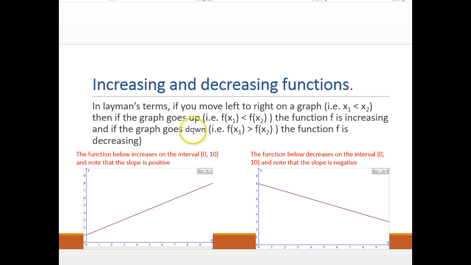However, if the graph goes down, in other words, if the first y value, f of x1, is greater than the second y value, f of x2, the function is decreasing. So in other words, if I move from left to right, and my function goes downward, it's said to be a decreasing function.